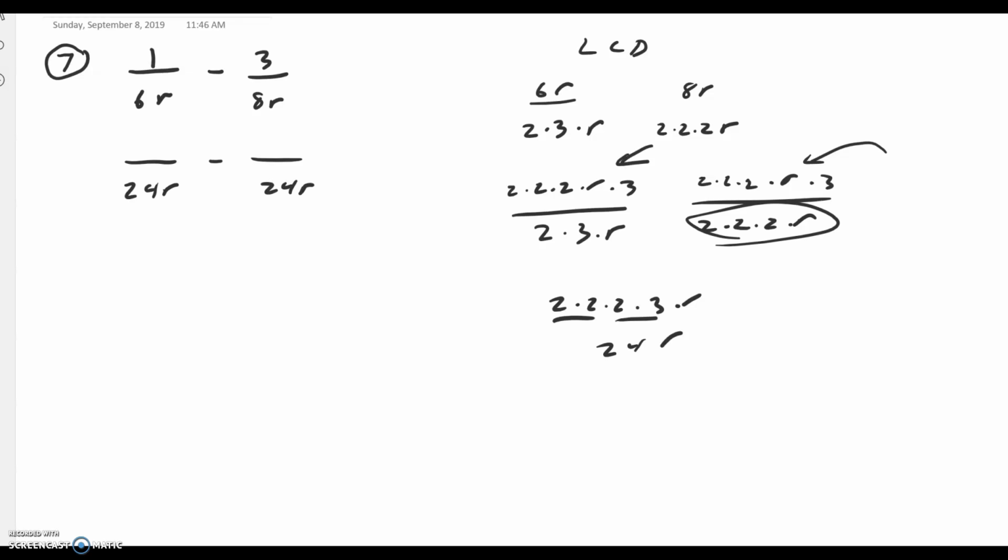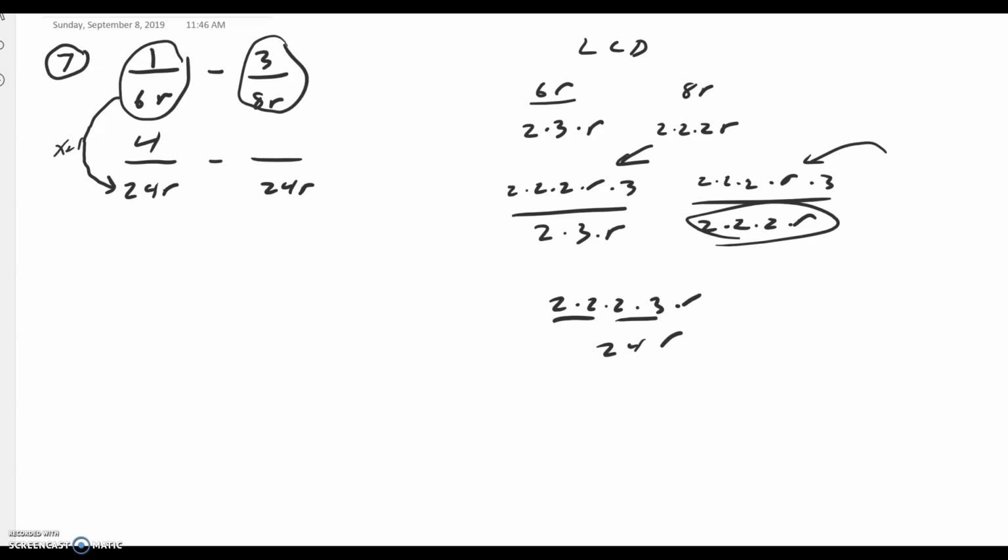So what we're going to do is rewrite these two fractions in our subtraction problem. And when we rewrite them, they'll have the same value. It's just that they'll have matching denominators. So what do we have to do to this denominator to make it be this denominator? What do we have to multiply it by? How much bigger does it get? 6 times 4 is 24. So we're multiplying the bottom by 4 to get 24r. So we multiply the top by 4. 1 times 4 is 4.